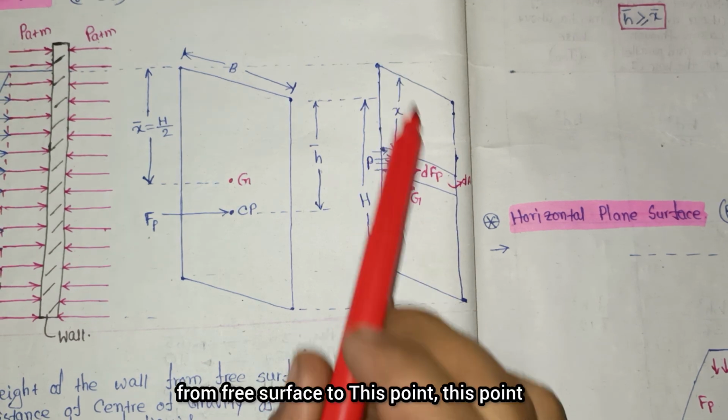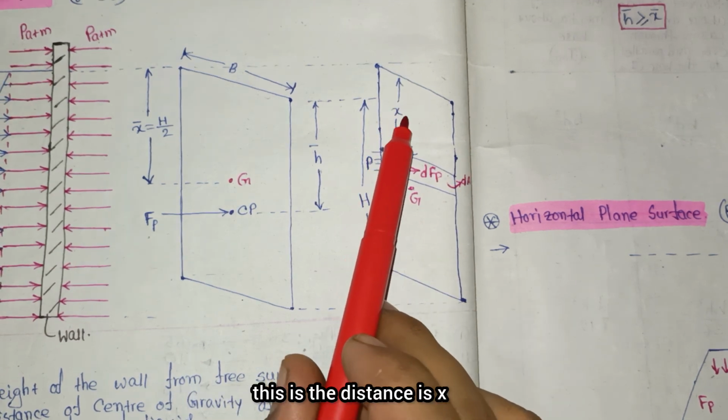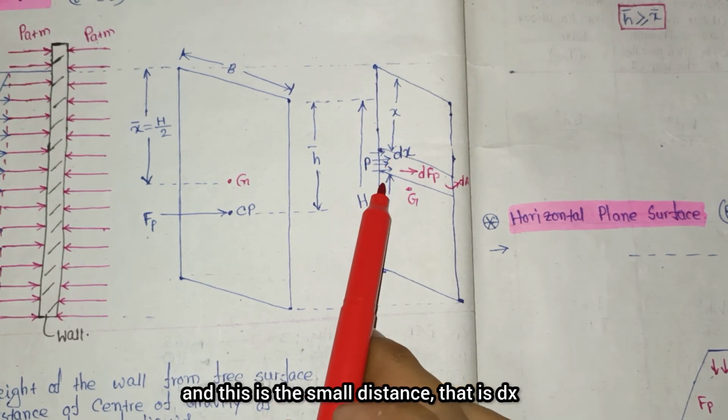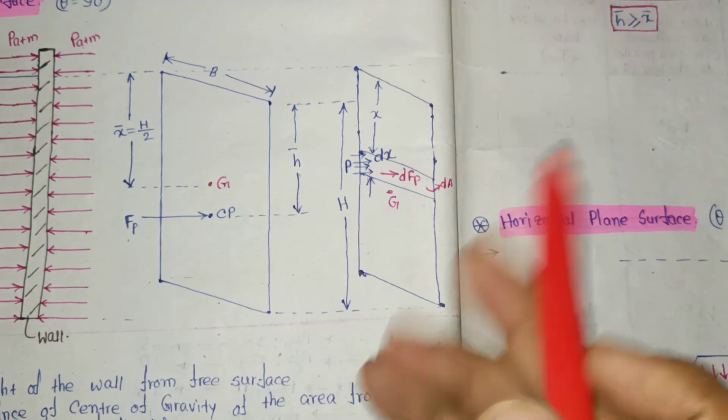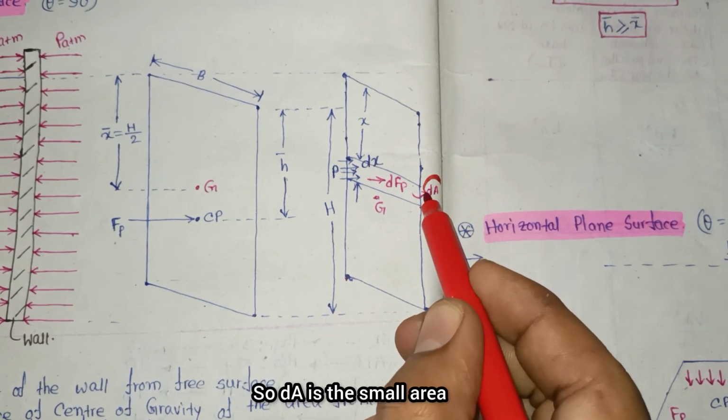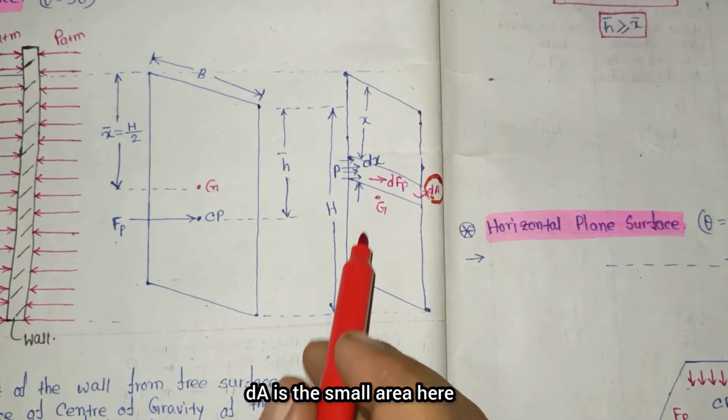Consider from the free surface to this point, the distance is x, and this is a small distance dx, and here there is a small area, that is dA. So dA is the small area here.